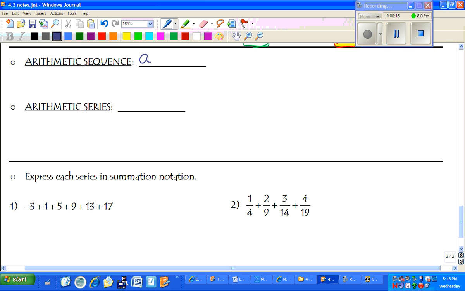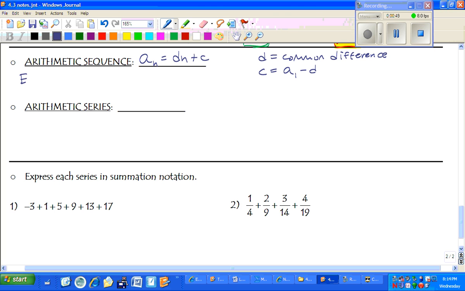So the general formula is a sub n equals dn plus c, where d is our common difference, and c equals the first term minus that common difference. So really, I like to think of it as basically, what would the term be before the first term?